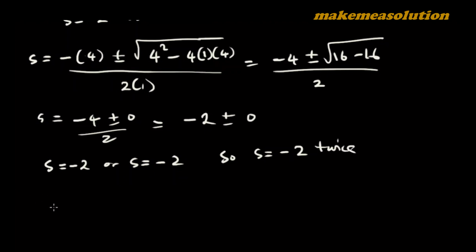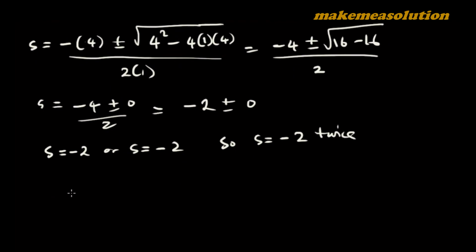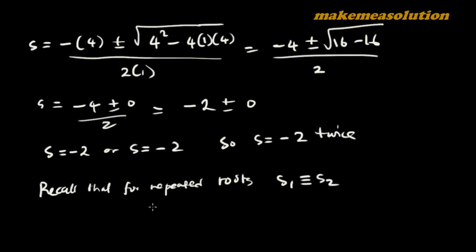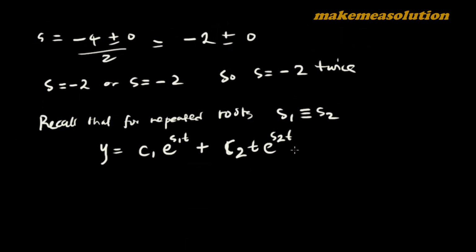So when we have repeated roots, how will it affect the nature of our solution? You have to recall that for repeated roots, where s1 is equal to s2, we'll have that y will be equal to our arbitrary constant c1 exponential s1 t, then plus c2, then t exponential s2 t. Is that okay? So the essence of putting this t is because s2 is equal to s1.